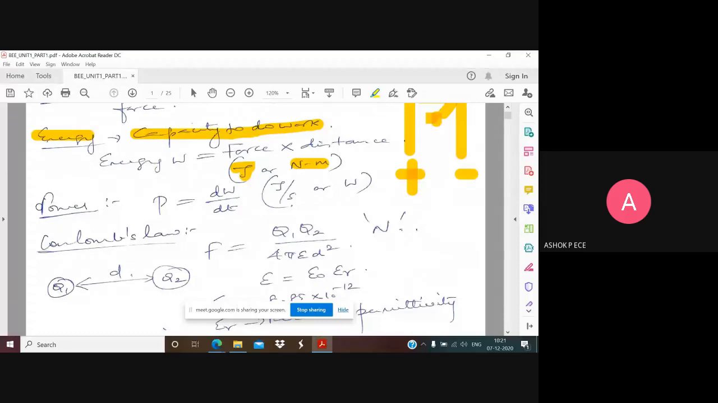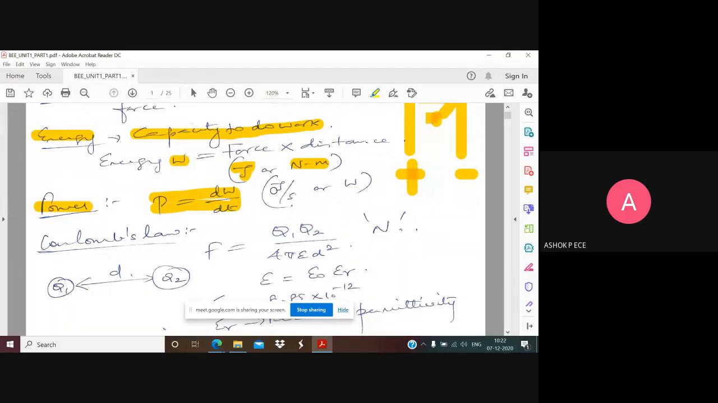So next one, power. The energy and power are not the same. Power is going to be energy by time. So energy done in a particular time is going to be power. Time will come into the picture here. So power is the rate of change of energy. Energy is W, right? So power is going to be dW by dt.